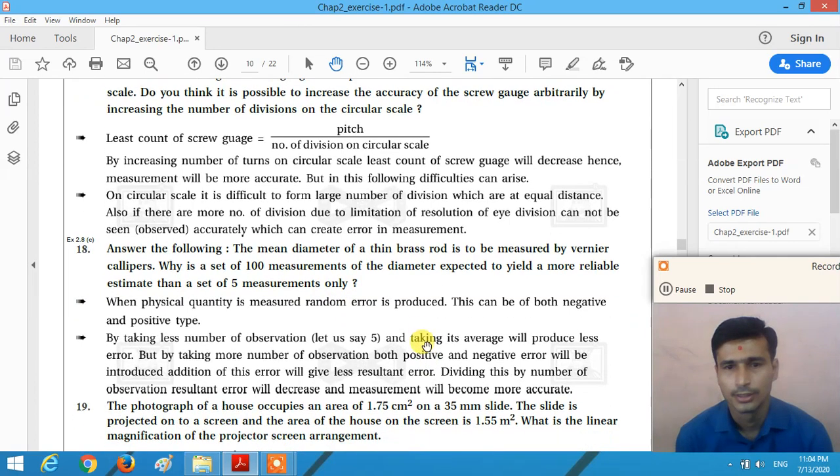So here, dear student, why do we take 100 measurements to estimate the diameter instead of only 5? When a physical quantity is measured, random error is produced in the measurement, and the random error may be of a positive or a negative type. So as we take a larger and larger number of measurements, we get a more accurate reading. Understand all the question answers explained in this video. Remaining questions we will explain in the next video.